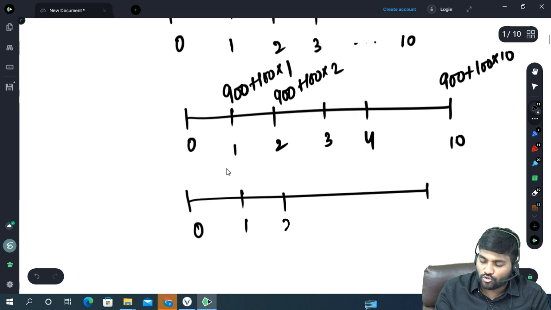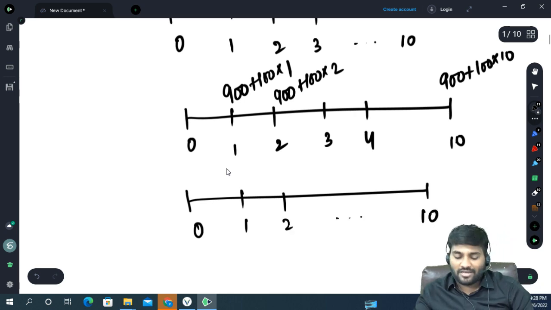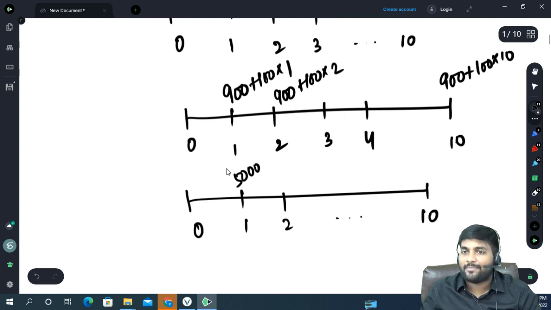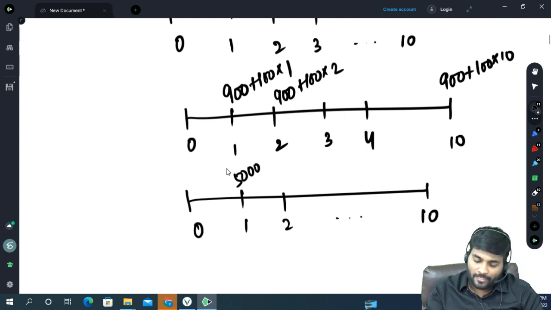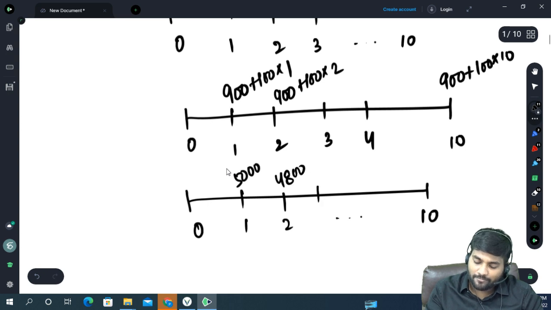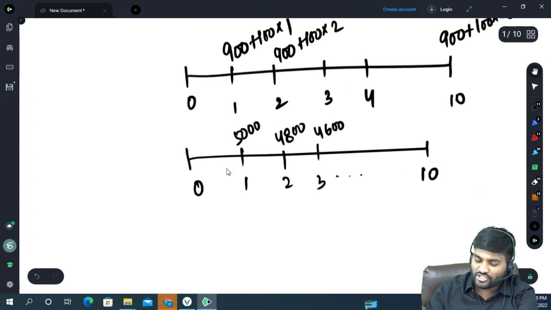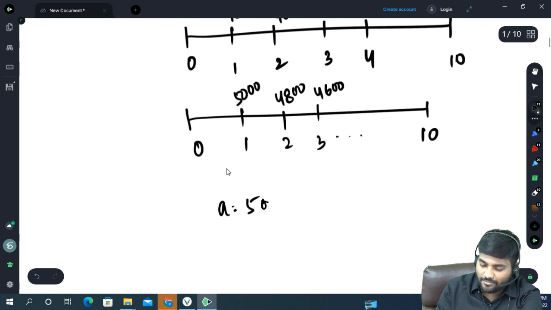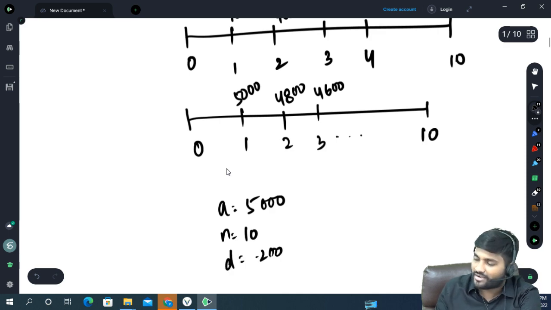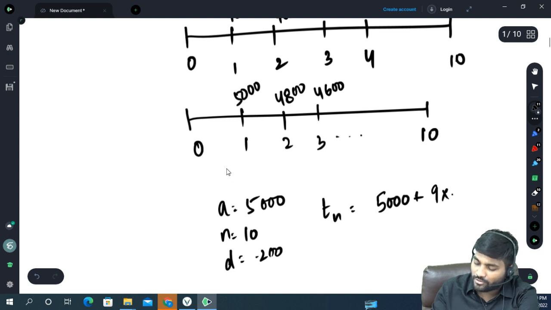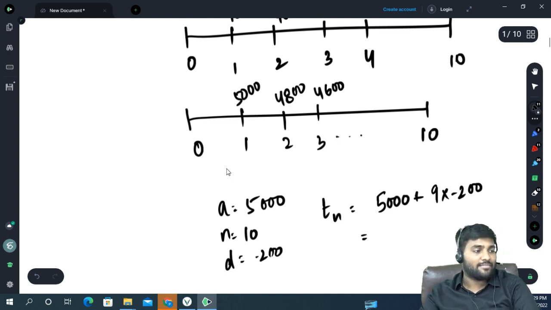One more example. 0, 1, 2, dot, dot, dot, 10. Now the first payment is 5000 and each payment decreases by 200. So the next payment will be 4800. Then it will be 4600 and so on. What will be the last payment? We need to solve it by arithmetic progression, where A is 5000, n is 10, and the common difference is minus 200. So Tn is A plus (n minus 1) into d. Please solve this fast and tell me the answer.